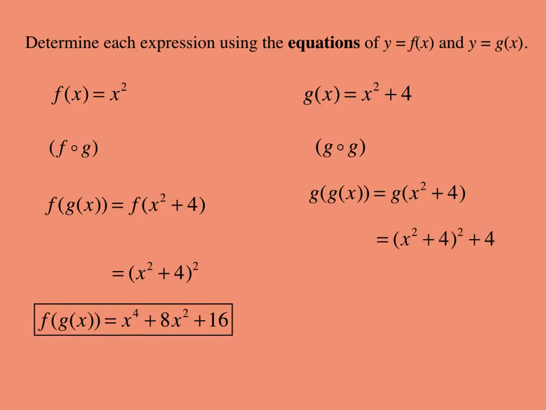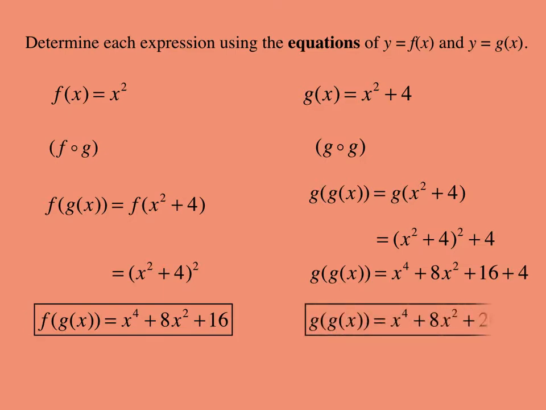Now I'm going to square my binomial, which is going to equal x to the 4th plus 8x squared plus 16 plus 4. Now I can combine my like terms and I get that g of g of x is equal to x to the 4th plus 8x squared plus 20.